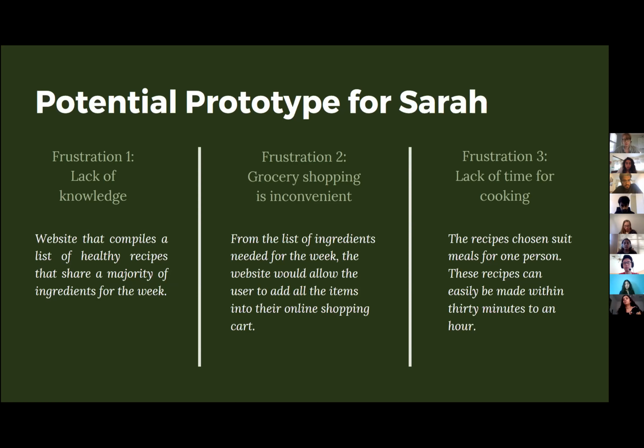Her last major frustration was that she had a lack of time for cooking. The recipes chosen for this prototype would be chosen to suit meals for one person, so a normal college student, and they could easily be made within 30 minutes to an hour, which is very important because this is the normal amount of time between most college students' classes.